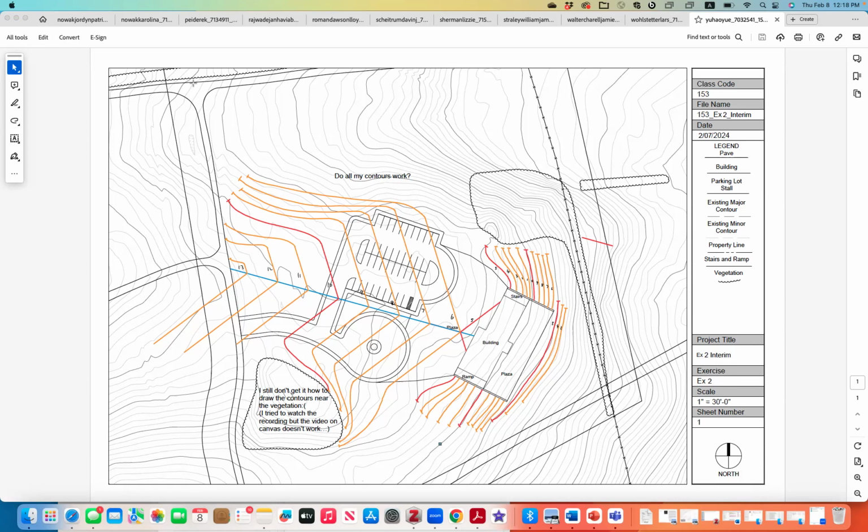I have a super quick question. If it's fine if I ask you now. I don't know why, I just cannot comprehend how the ramp will go around the retaining wall.